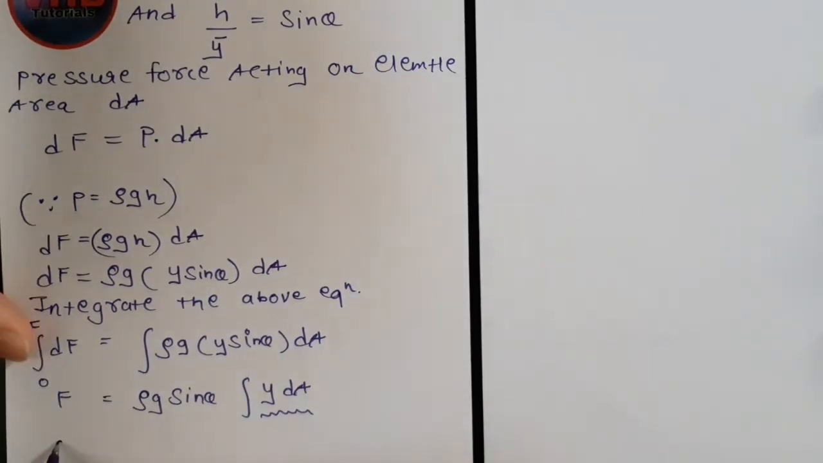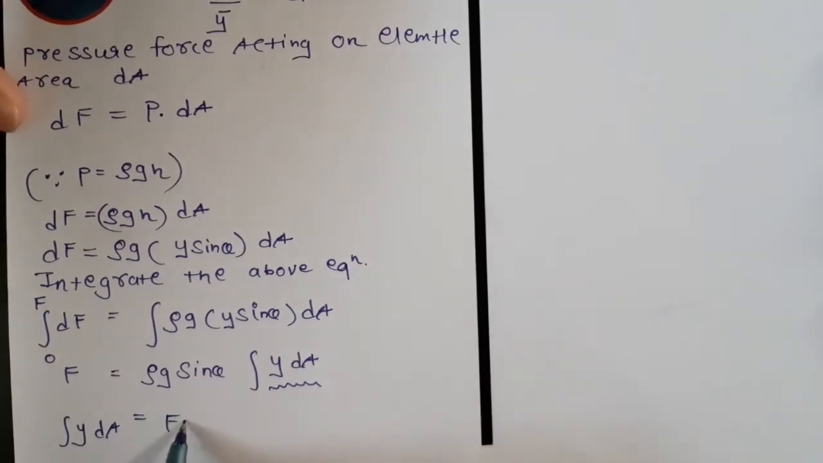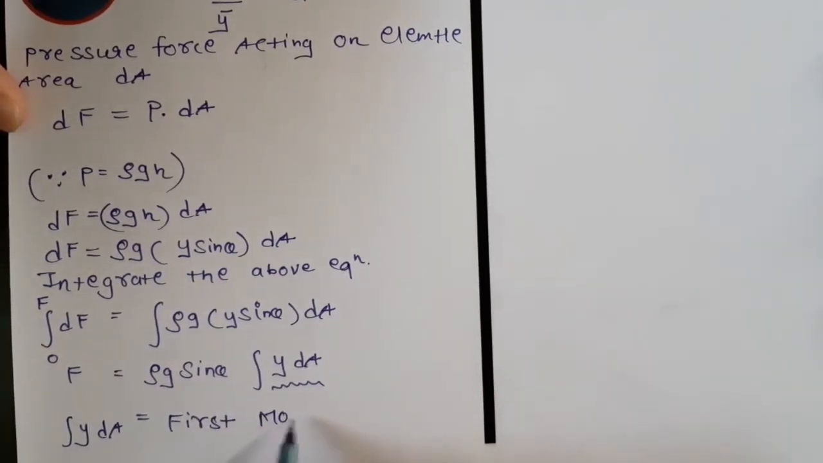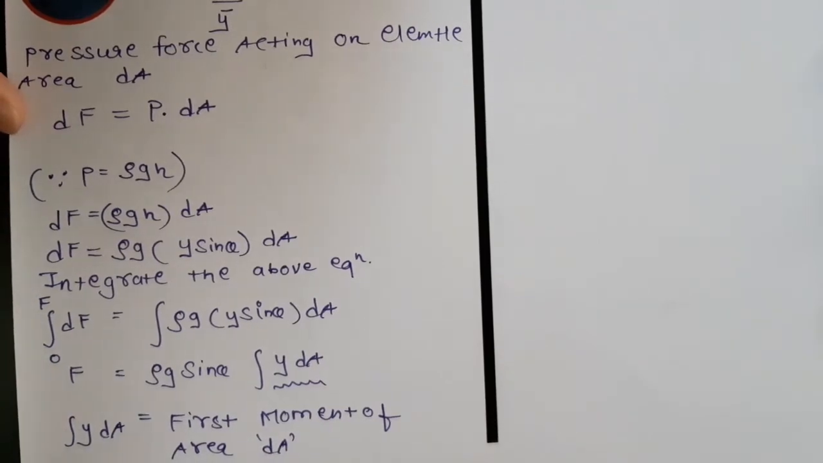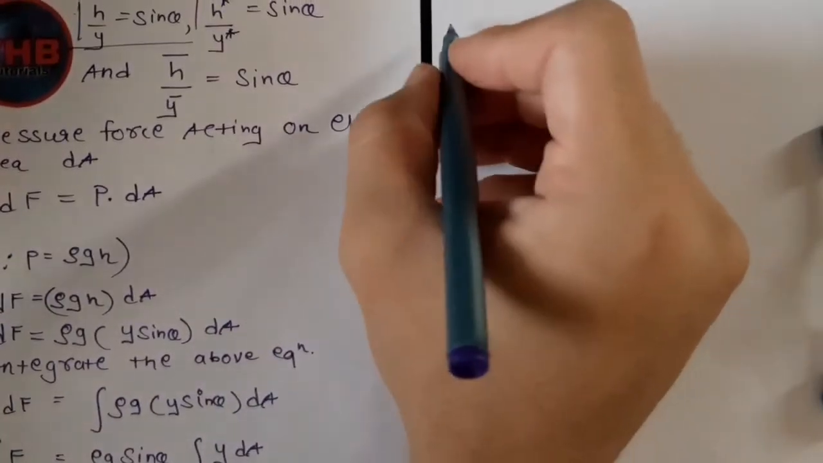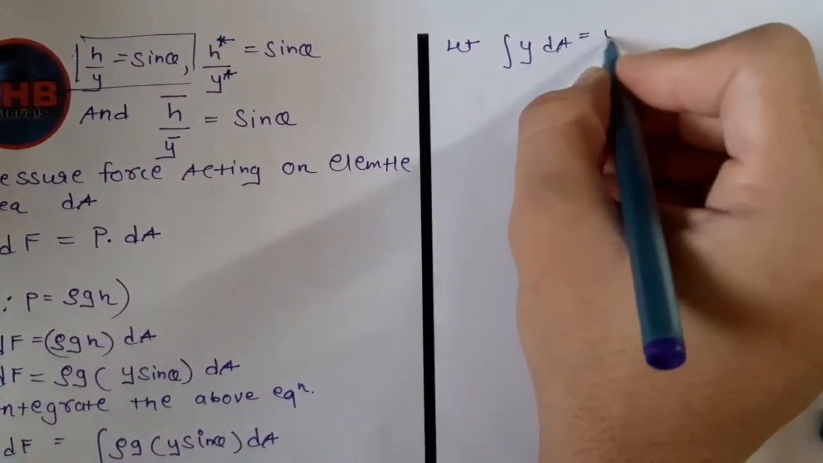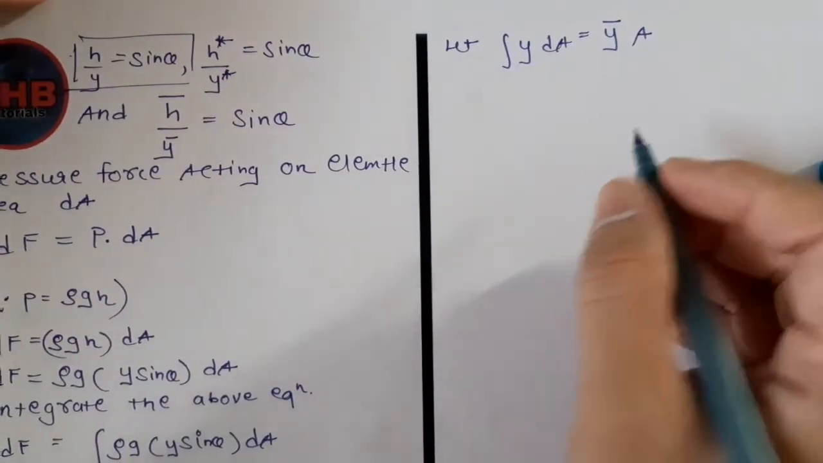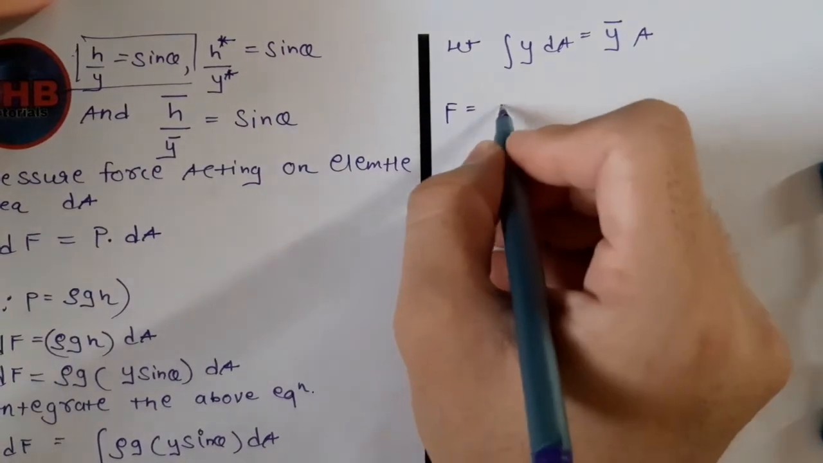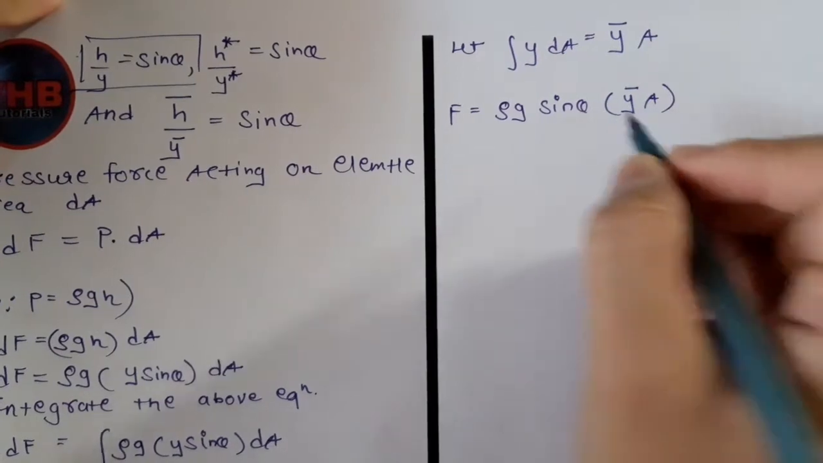I will write here, the integration of y dA is the first moment of area. So we will write, let the integration of y dA be equal to y bar into A. Okay, this is just a notation. So we will write F equals rho g sin theta into y bar into A.